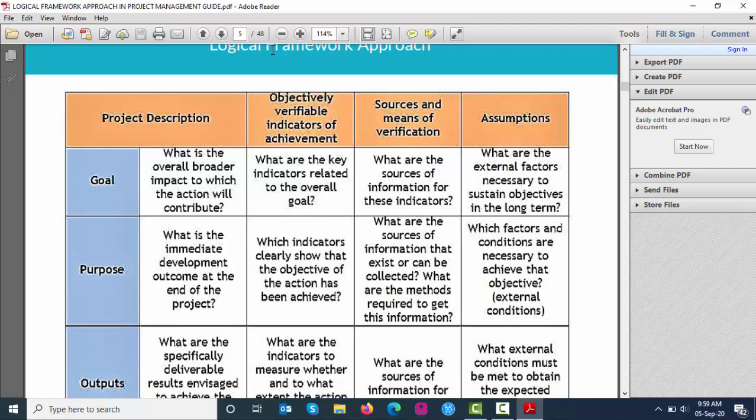Then on this column you have the indicators, which I always talk about because those are so important, guys. You have the indicators for the goal, for the purpose, for the outputs. There are specific indicators there. There are also specific ways in which you are going to verify whether indeed the project has achieved those goals.